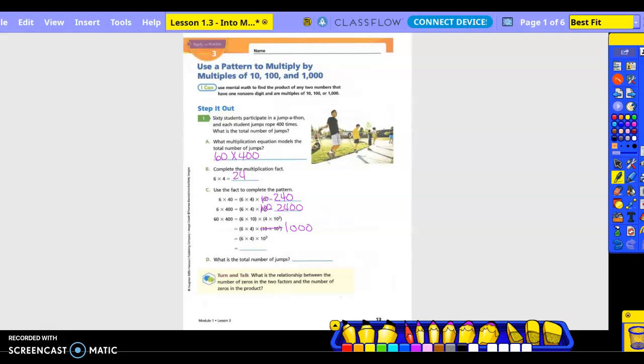Because this would be 10, this would be 100. And then that gets us 1000. And we said 10 to the third power is 1000, right? So we'd write 6 times 4 is 24 and add 3 zeros. Go 3 places from the right and put in a comma. What is the total number of jumps? 24,000 jumps.